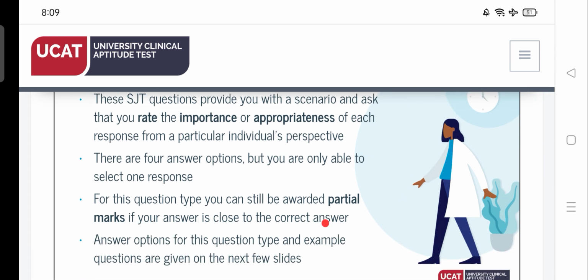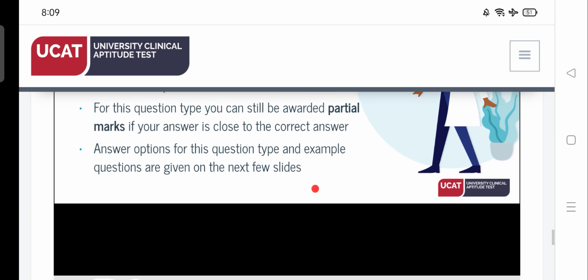Rating questions. These situational judgment questions provide you with a scenario and ask that you rate the importance or appropriateness of each response from a particular individual's perspective. There are 4 answer options, but you are only able to select one response. For this question type, you can still be awarded partial marks if your answer is close to the correct answer. Answer options for this question type and example questions are given on the next few slides.